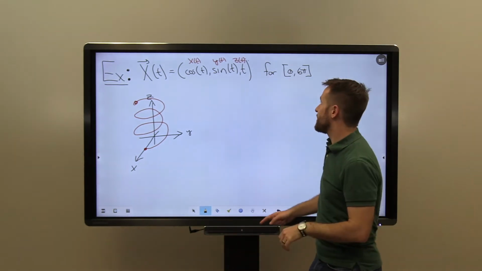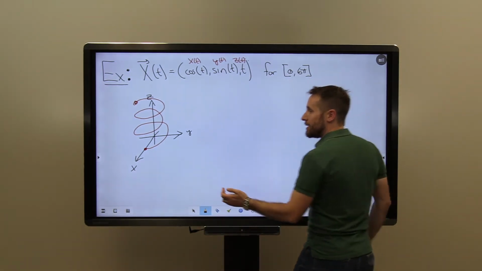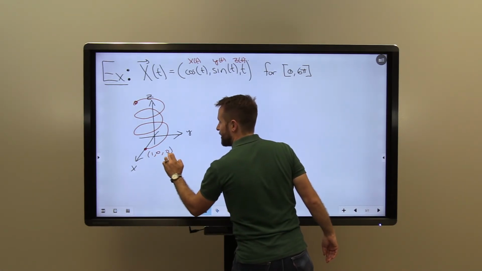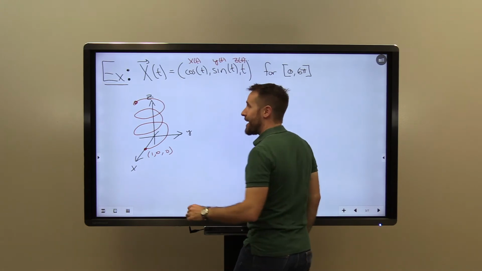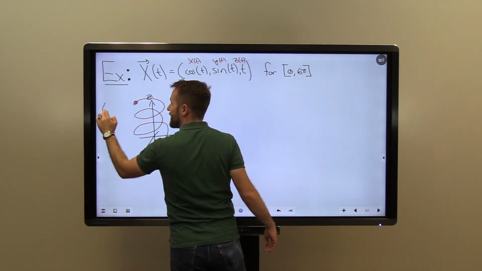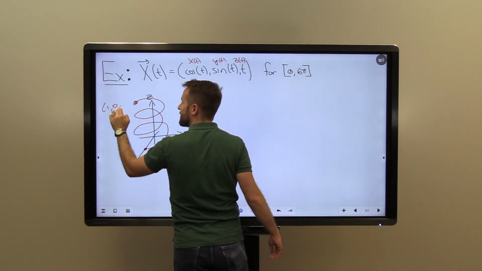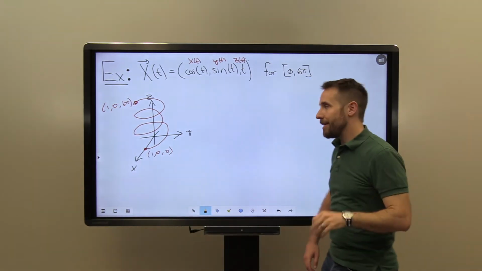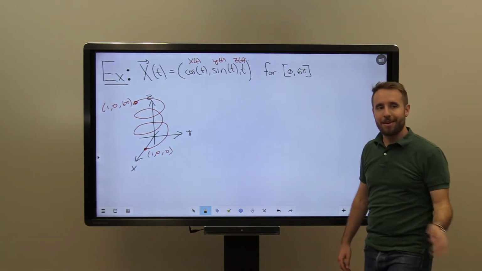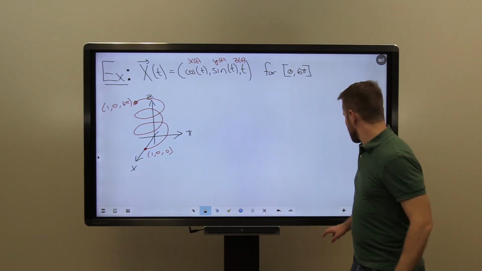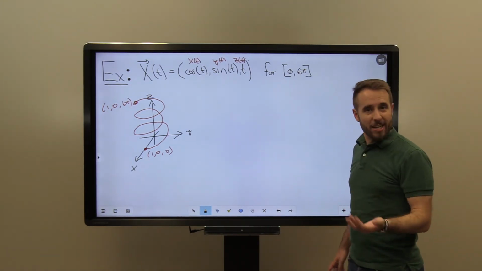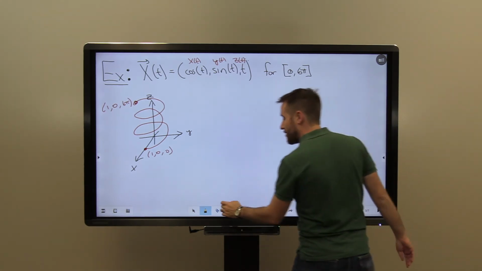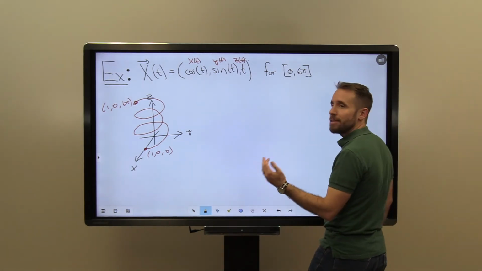To be slightly more precise, at time t equals 0, we're starting at the point 1, 0, 0, and when we end at 6 pi, we're at cosine of 6 pi, comma sine of 6 pi, comma 6 pi. So we're up at this point right here. Cool. While we're at it, just to confirm, we can calculate the rest of these quantities that we're used to as well.